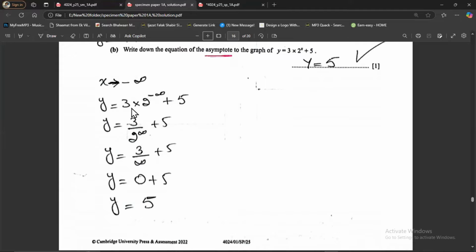So y is equal to 3 into 2 raised to power minus infinity. I bring this downstairs. So 3 divided by 2 raised to power infinity, plus 5. 2 raised to power infinity will be infinity. So 3 divided by infinity plus 5. Anything divided by infinity will be 0. 3 divided by infinity is 0, plus 5. So y is equal to 5. So the asymptote of this graph is y equals 5.